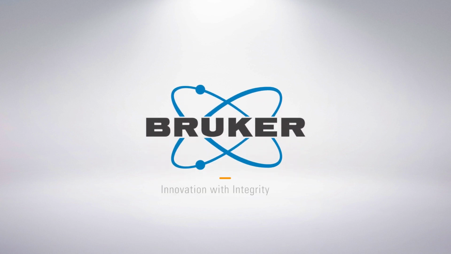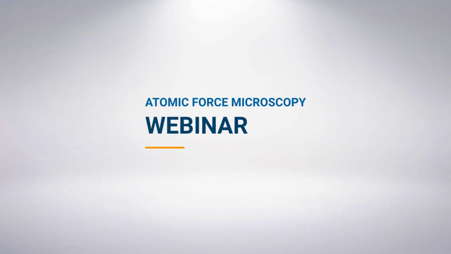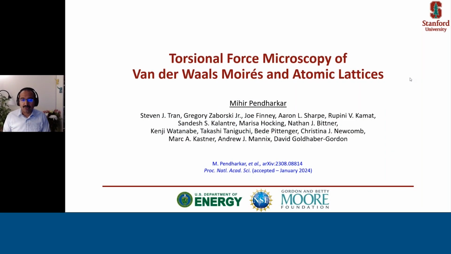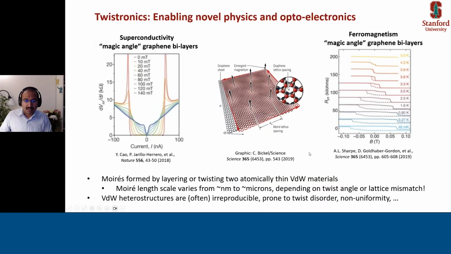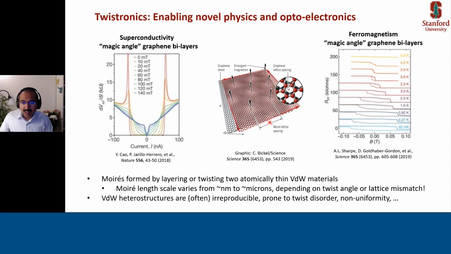Today I'll be talking about torsional force microscopy of twisted bilayer graphene heterostructures on HBN or monolayer graphene on HBN, and just trying to see how this one particular technique that we stumbled upon has enabled us to really image the Moire superlattices and atomic lattices with very high fidelity. I think I'll just pull up this pointer.